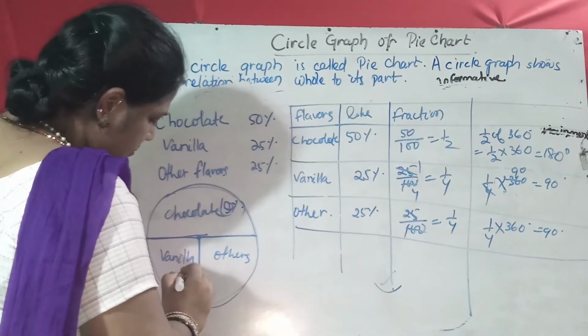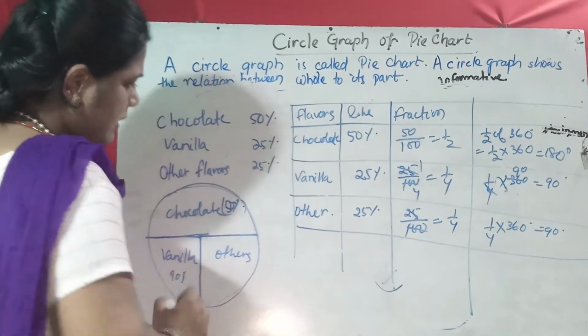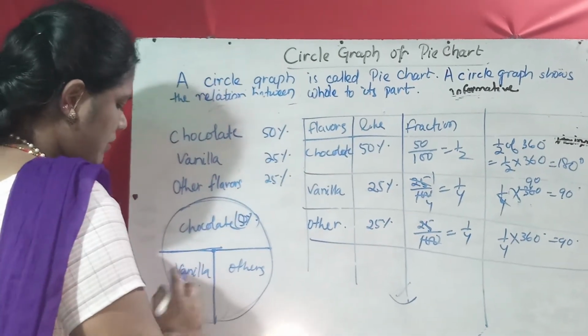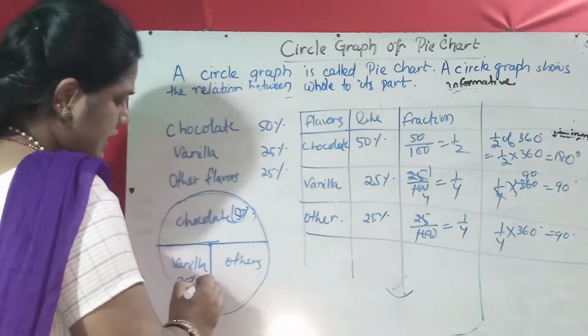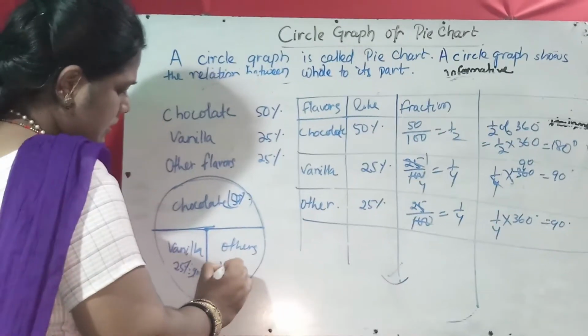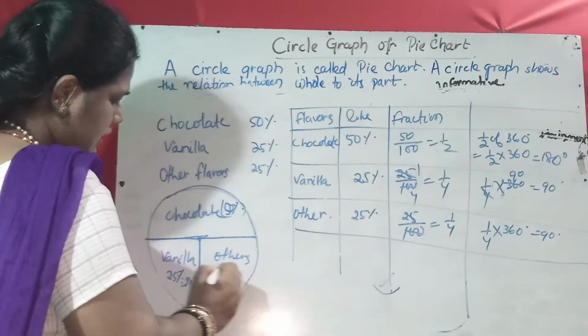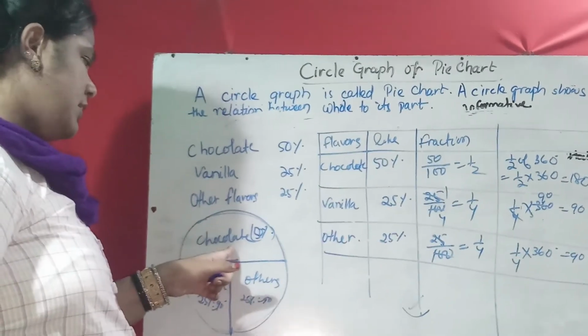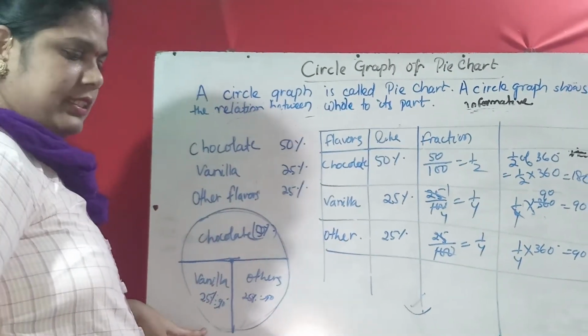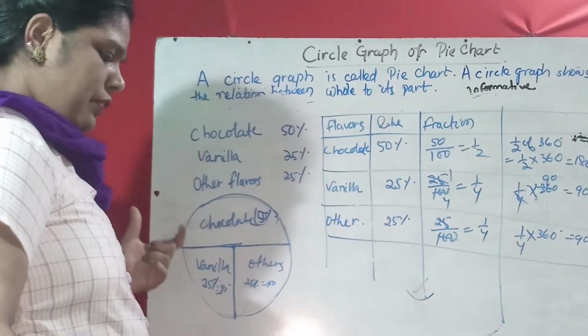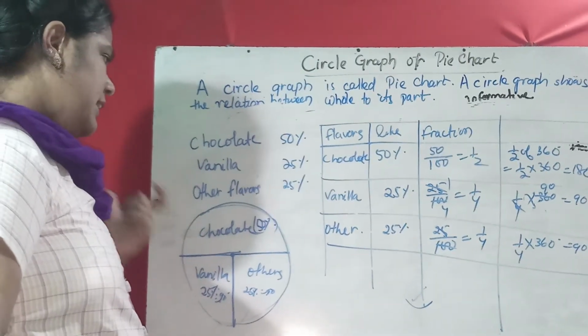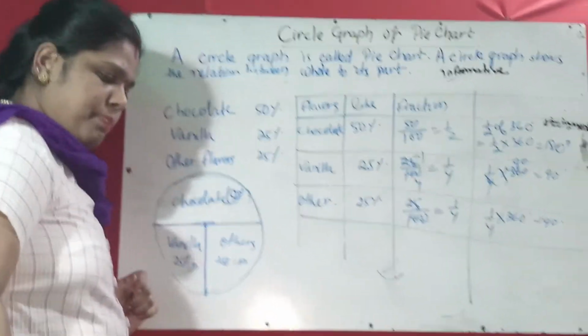This is 25%, sorry, 25%. That is 90 degrees. It is also 25%, also 90 degrees. Total 90 plus 90 is 180, and the other is 180 degrees. Total 360 degrees. So if it is given like this, you can draw the pie chart.